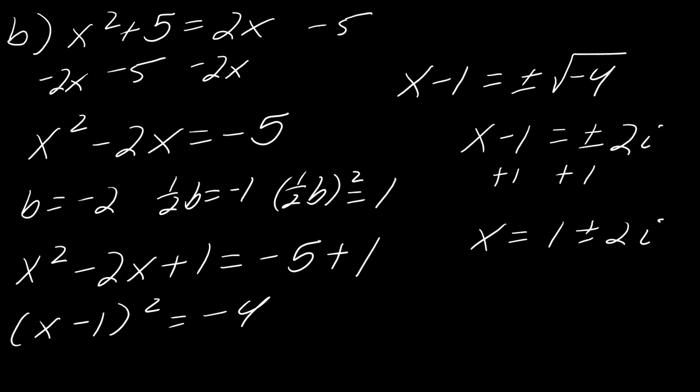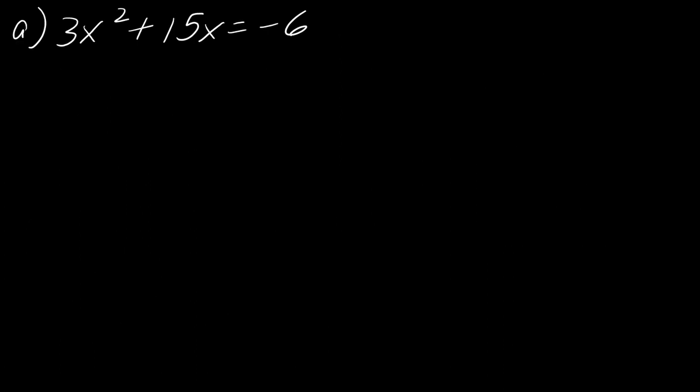Okay, cool. So now let's turn our attention to something a little weirder. Okay, so now I've got 3x squared plus 15x equals negative 6. In this case, the very first thing that we need to do before we can complete the square is divide everything by 3. So let's start there. Let's divide everything by 3.